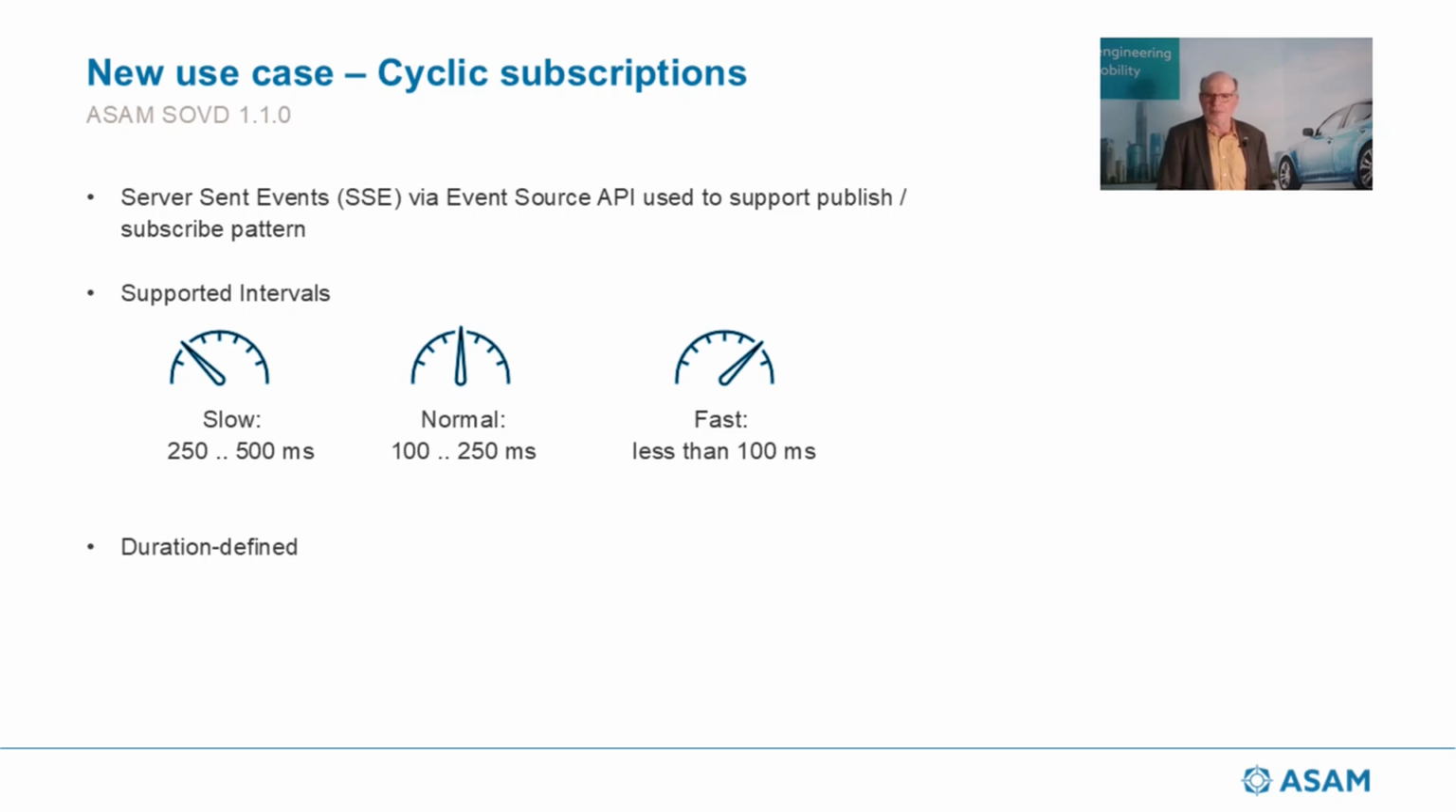And here you see we support ranges between 100 milliseconds and 500 milliseconds because, and there were practical evaluations, if you want it slower than 500 milliseconds, then you can do like I described: you can call get. After 1 second you can say again get, because the performance of the network is good enough to do this. And here it is the same as for the triggers. We can define the duration, how long the cyclic subscription shall run.